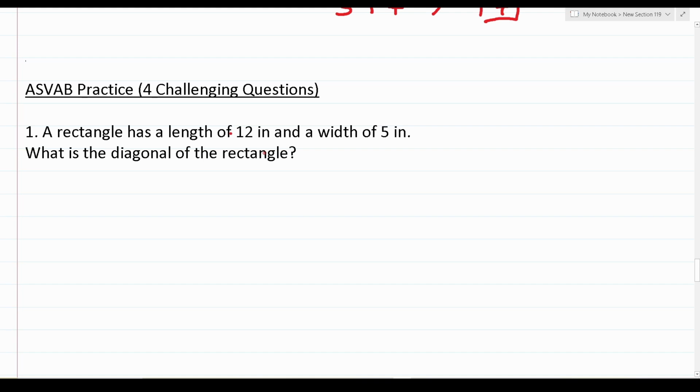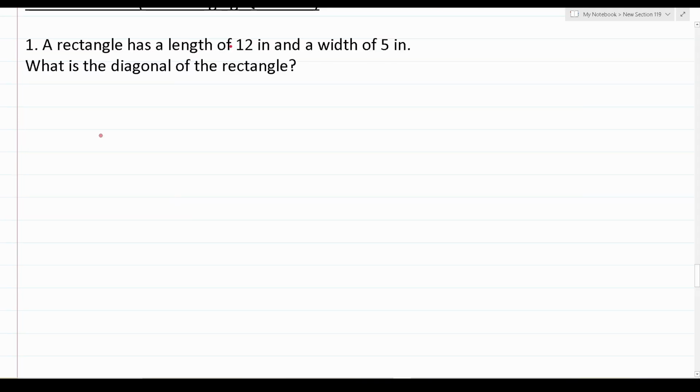Now that we've looked at some properties of triangles and discussed those formulas and theorems, let's take a look at some challenging practice questions that should more or less mirror what you'll see on the PiCAT or ASVAB. So number 1 says a rectangle has a length of 12 inches and a width of 5 inches. What is the diagonal of the rectangle?